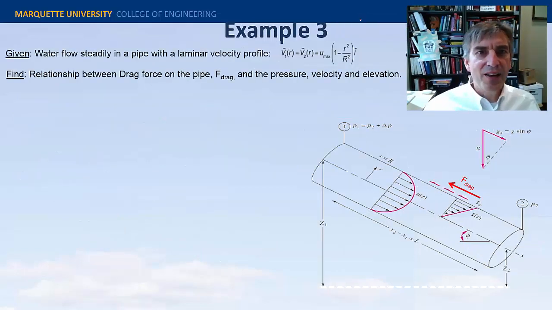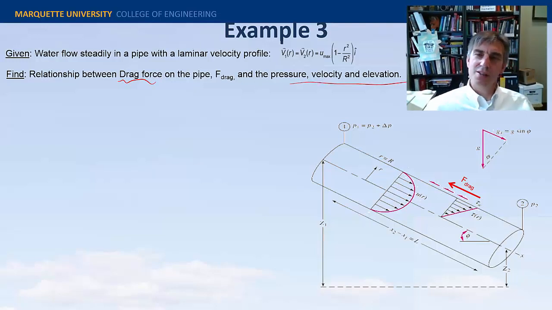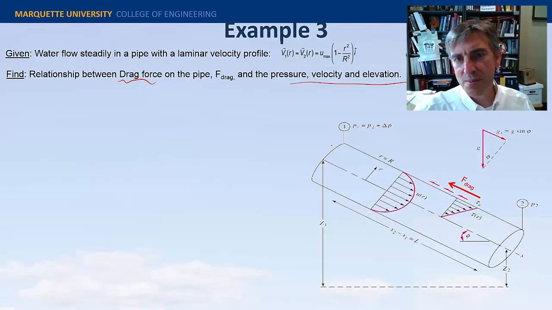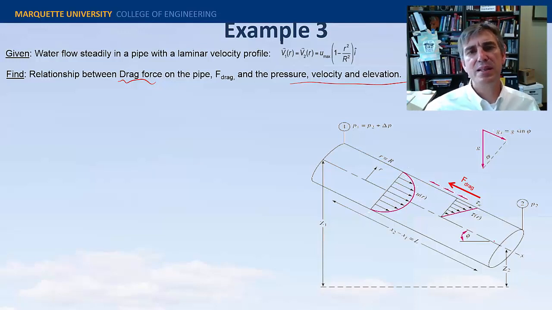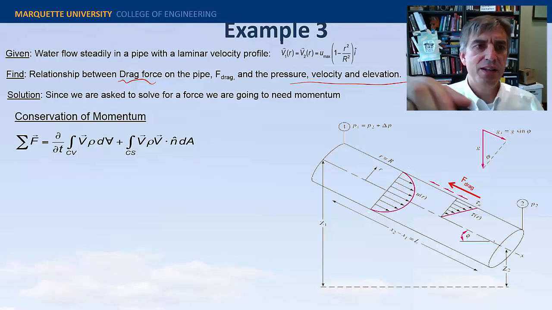Okay, now let's do a little bit harder problem, and that is, what's the relationship between the drag force on the pipe and the pressure, velocity, elevation? So this is a really canonical problem. It represents really a foundational problem in fluid mechanics. So what I'm asking you is, what's the drag force on the pipe as a result of this momentum flux down the pipe and the no-slip boundary condition? All right, so because we're being asked for force, force doesn't appear in conservation of momentum.